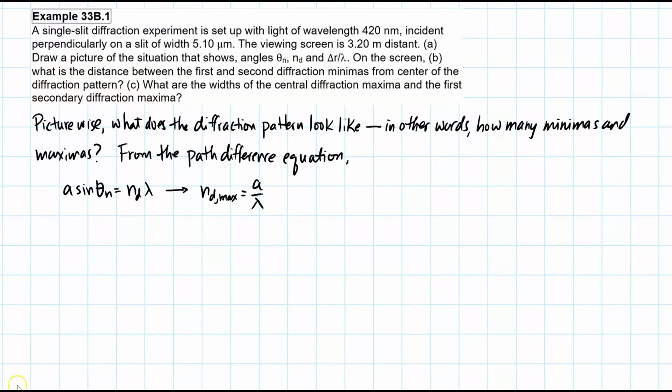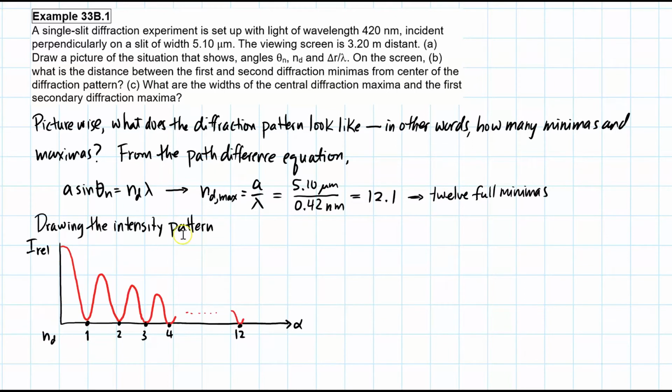The path difference equation, a sine theta equals nd lambda, gives the maximum value of nd as the diffraction parameter. Putting in these values, we get 12.1 for maximum nd, so that means there are 12 full minima. On the intensity pattern, drawing only half of it, I have 12 minima, and this little bit right here is that 0.1 that starts to move up above from the 12th minimum.